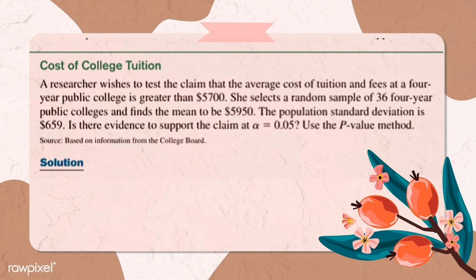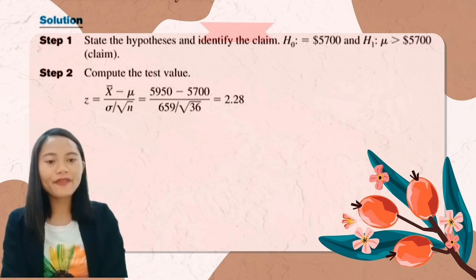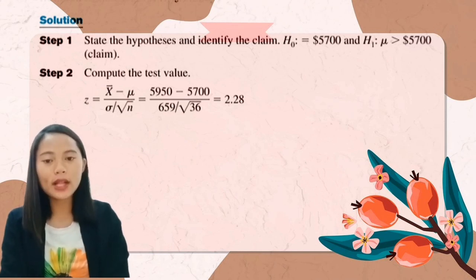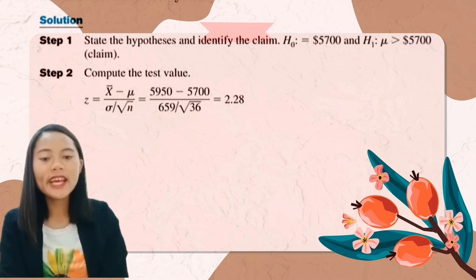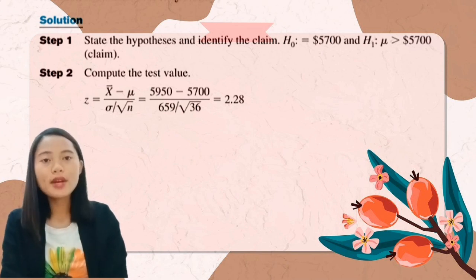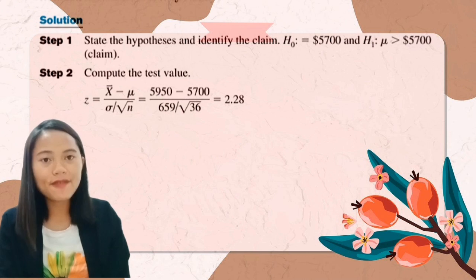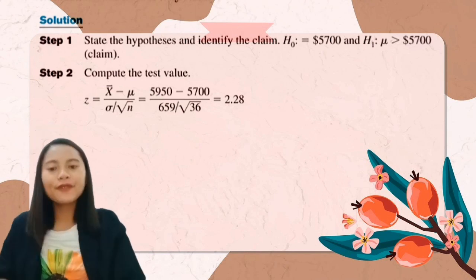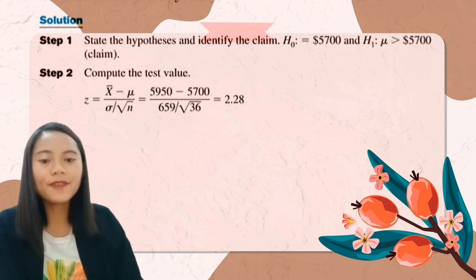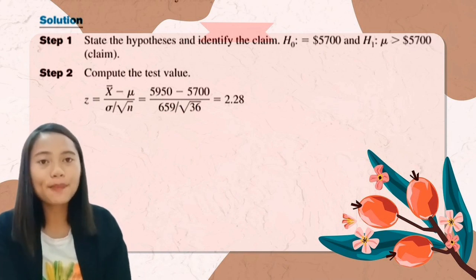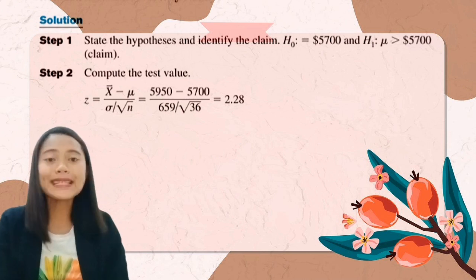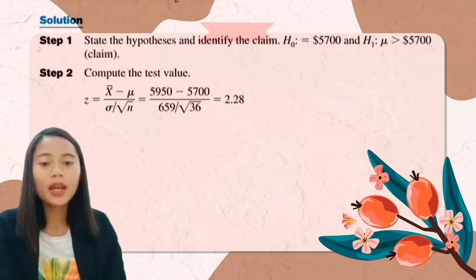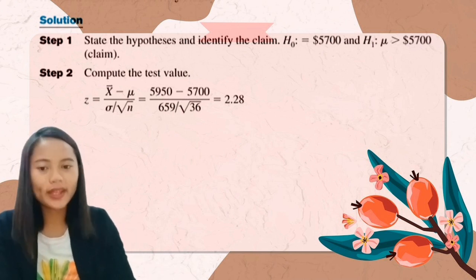Use the p-value method. To solve this problem, we have the null hypothesis as mu is equal to $5,700 and the alternative hypothesis is mu is greater than $5,700. This is the claim. To compute the test value, we have the formula and we must substitute the given values. So we have 5,950 minus 5,700 over 659 divided by the square root of 36. So the answer is equal to 2.28.